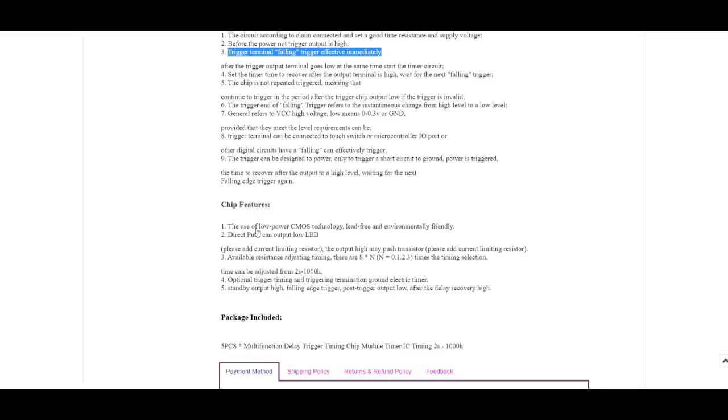Features: CMOS, direct push can output low, LED. And then the only information about timing is right here. 8 times N, where N equals 0.1, 0.2, 0.3, the timing selection. Okay, and then it says time can be adjusted from 2 seconds to 1,000 hours. Whew. That is not a lot of information to go on.